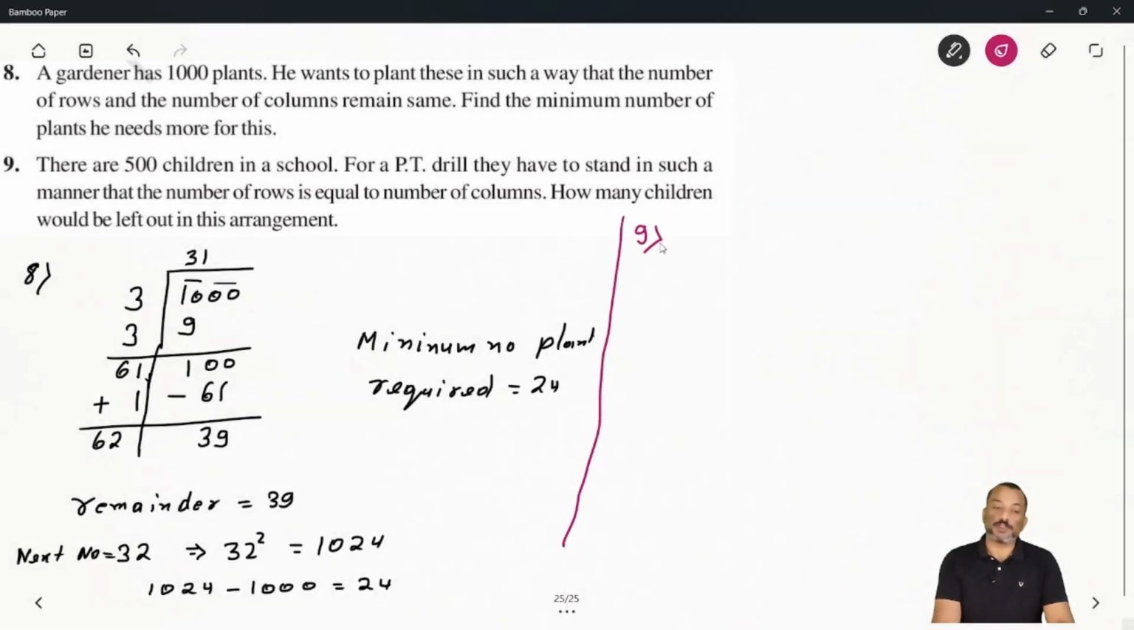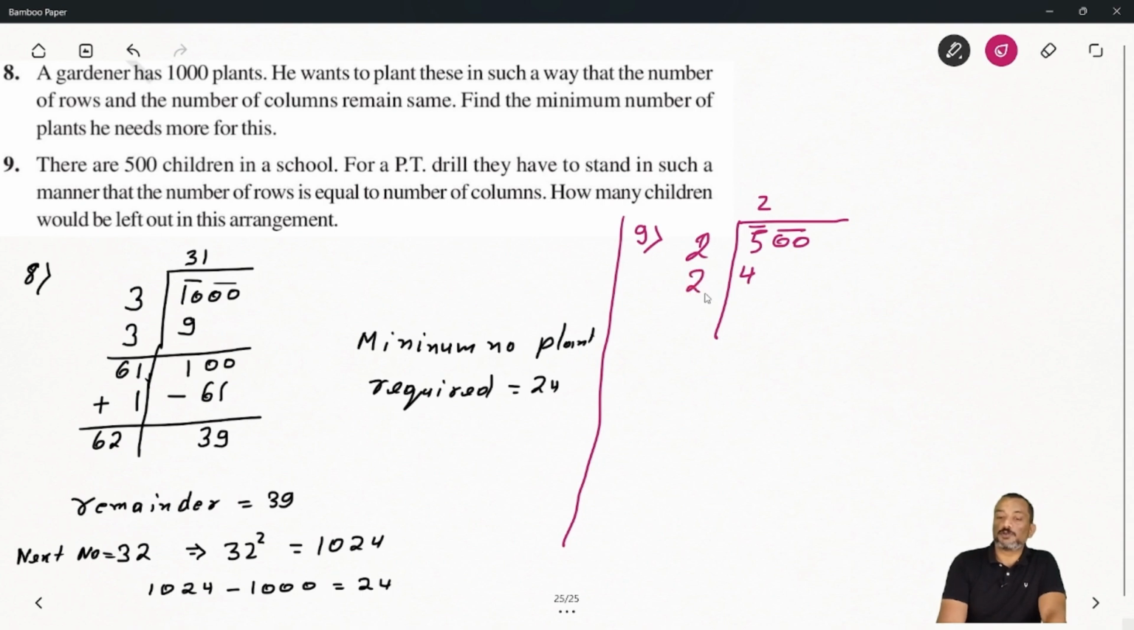The ninth question is saying there are 500 children in a school. For a PT drill, they have to stand in such a manner that the number of rows is equal to the number of columns. So how many children would be left in this arrangement? Same way, we will do 500 with the long division method. Before 500, you have to make its pair. Before 5 you get 2 square, that is 4. So you can say 2, and you will get 4, and here 1.